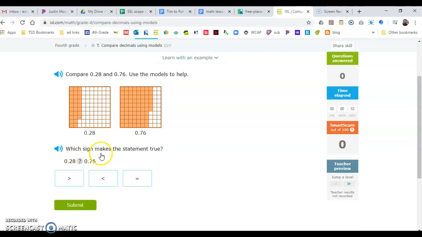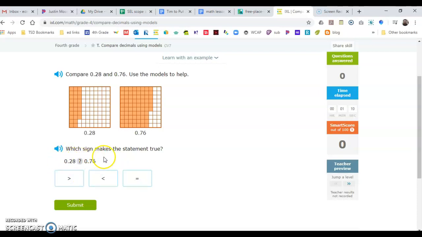So which sign makes this statement true? We have 2 decimals here, and we have the 3 comparison symbols. These are the 3 that we typically use in elementary. There are a couple more symbols that you will learn in 6th grade and beyond. So we have greater than, less than, equal to.